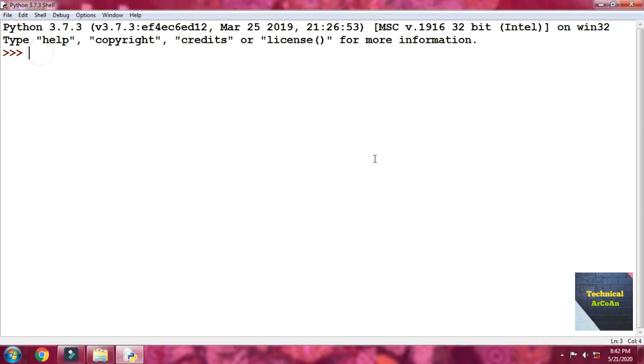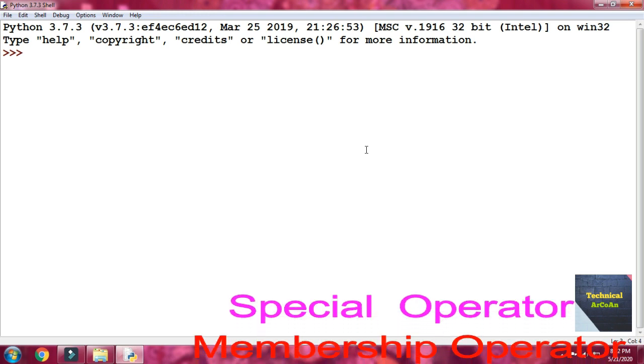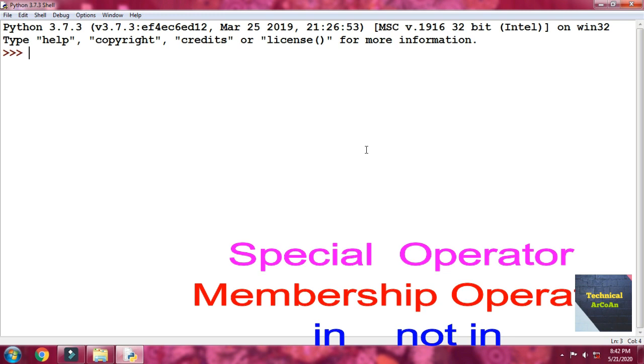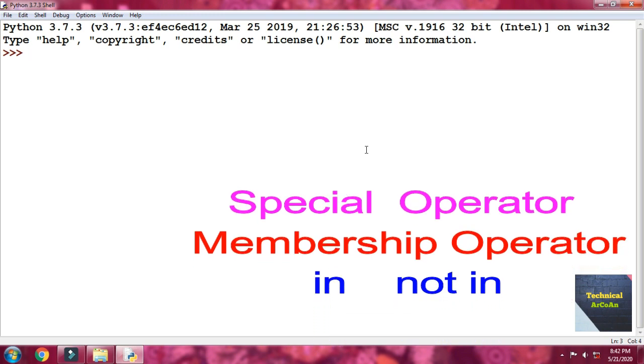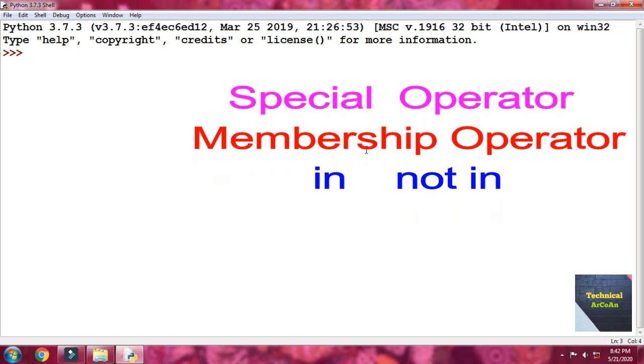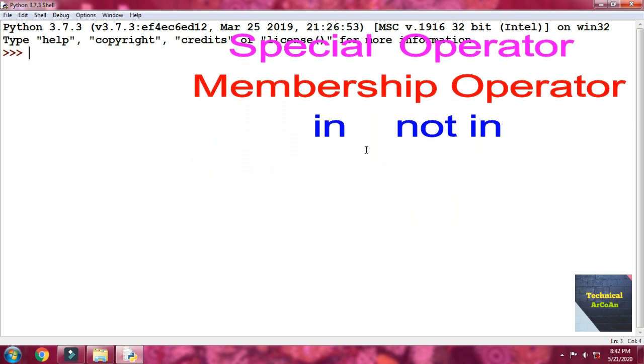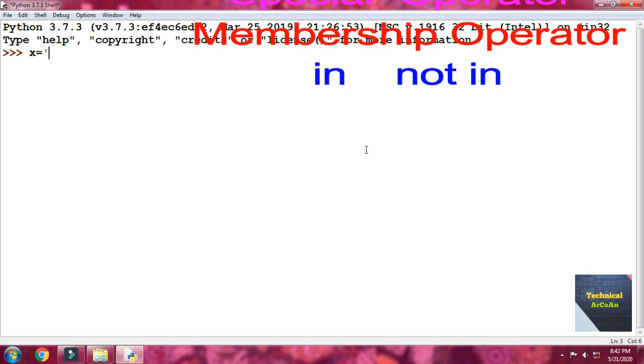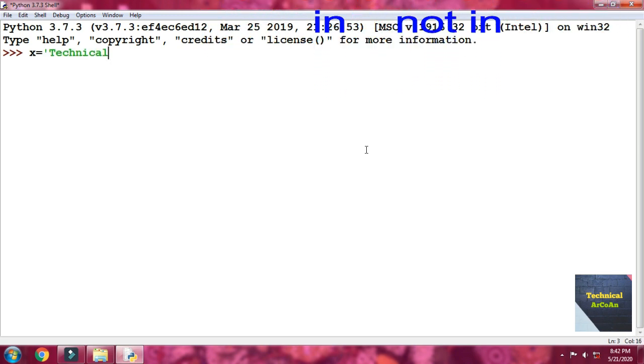Now the other operator is the membership operator. in and not in are the membership operators in Python. They are used to test whether a value or variable is found in a sequence or not. Okay, so let's go for an example. Suppose I am writing x equal to, within single quotes, Technical Arcon, and again y equal to, within single quotes, Arnab Kundu.